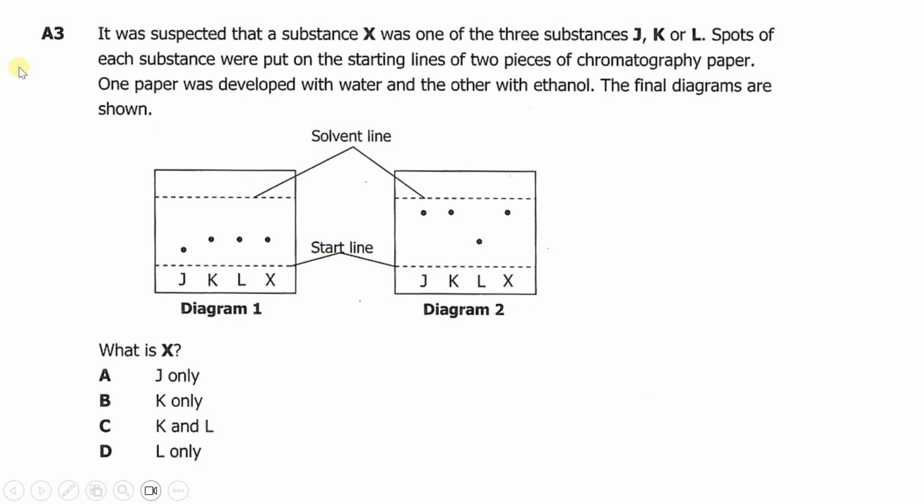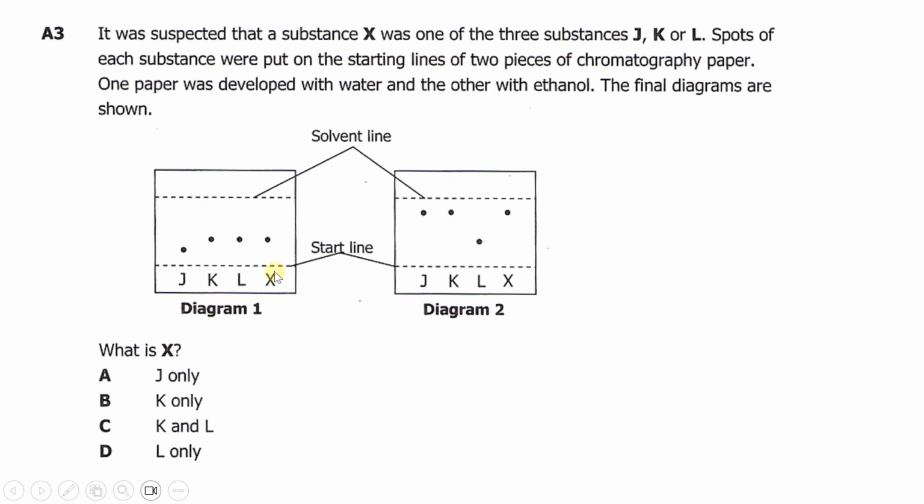Question A3 reads, it was suspected that a substance X was one of the three substances J, K, or L. Spots of each substance were put on the starting lines of two pieces of chromatography paper. One paper was developed with water and the other with ethanol. The final diagrams are shown. So here is a situation, guys. We have substance X, which is suspected to be one of three substances J, K, or L. To verify that, they carried out paper chromatography using two different solvents.